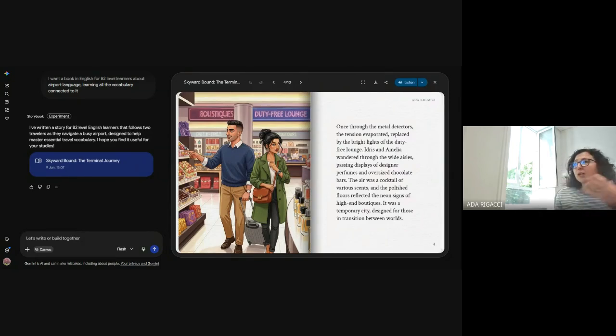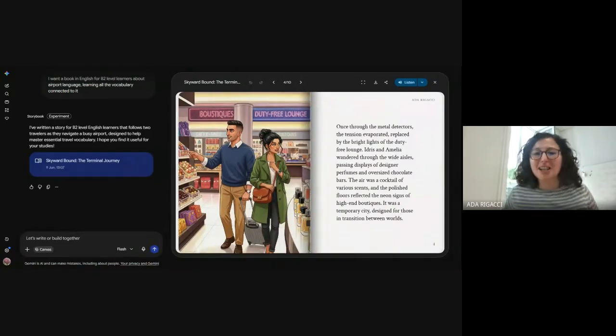So you have pictures, that's also helpful, right? When you're learning, that you have the visual part. So you look at the picture, you're like, okay, what could be the metal detectors? What could be displays of designer perfumes and oversized chocolate bars? Which is pretty much what you find in airports. You will see today, yes, oversized chocolate bars. I have no idea who buys oversized chocolate bars in the airports, but yes, this is exactly what you will find.